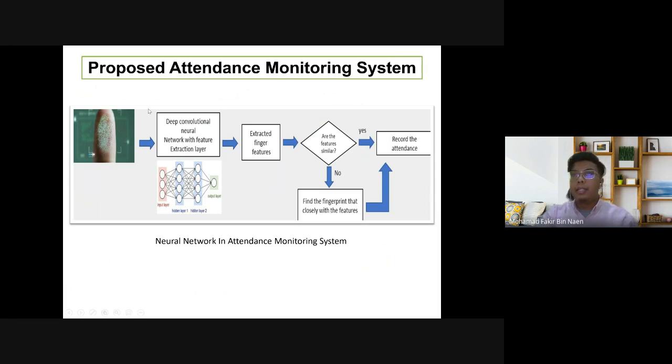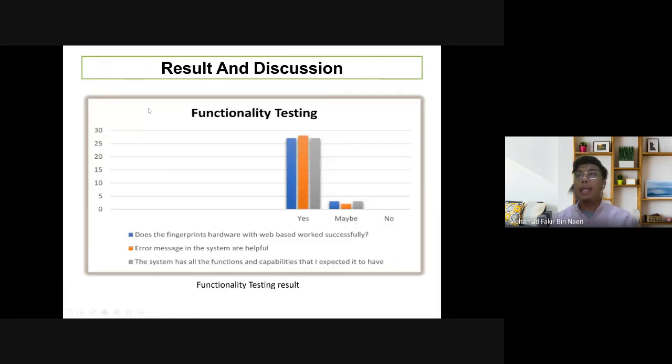Then about the result and discussion. To evaluate the user acceptance test on the SAM system, the study was conducted on 30 respondents from the parents or guardians of the students. The experiment was conducted by allowing the participants to use and explore the system independently. Then there are three sections that were required to answer a set of questionnaires, which consist of three categories.